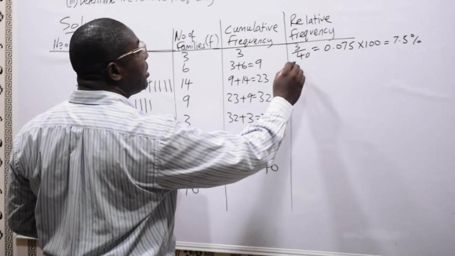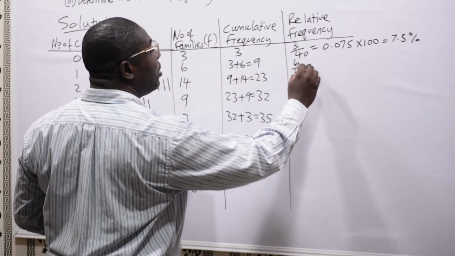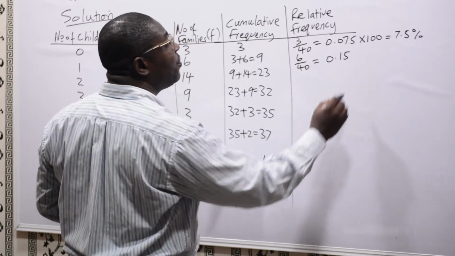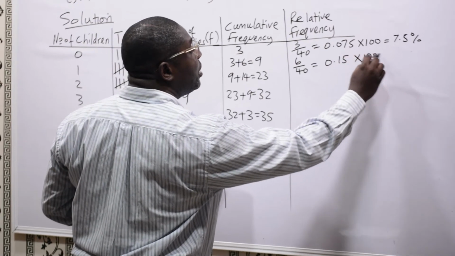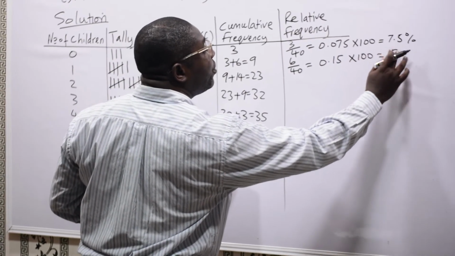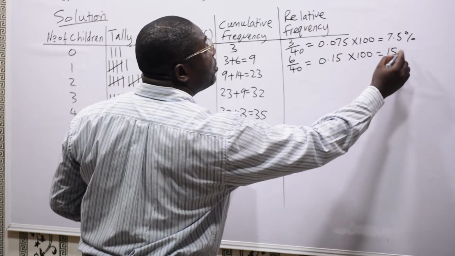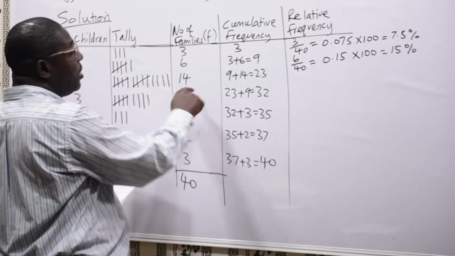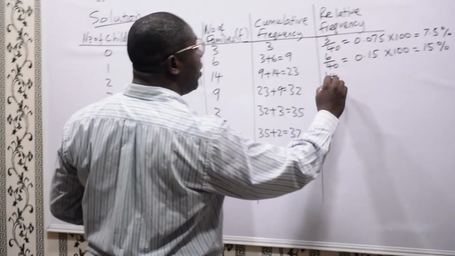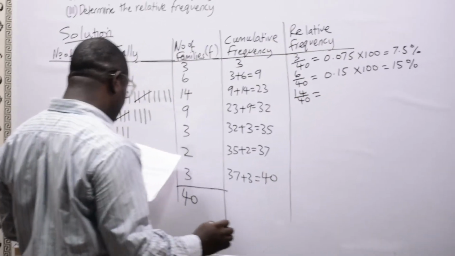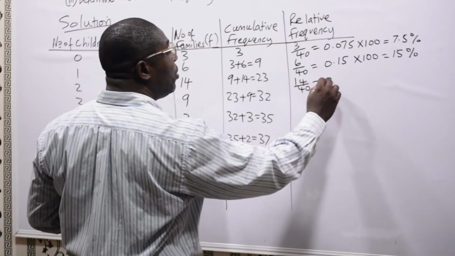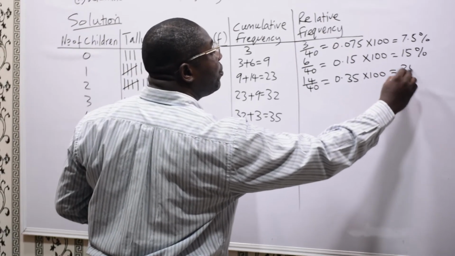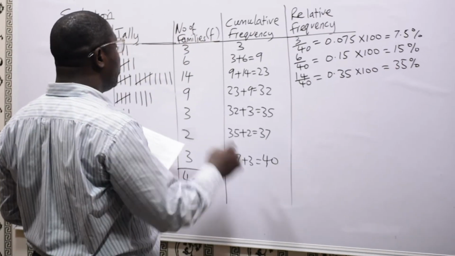The next one is 6. 6 over 40 will give us 0.15. And then we can multiply by 100. That will give us 15%. The next one is 14, as you can see. So we're going to have 14 divided by 40. 14 divided by 40 will give us 0.35. We can multiply by 100. This will give us 35%.